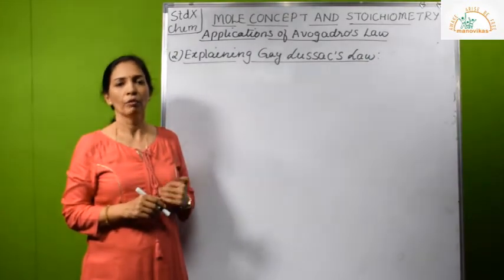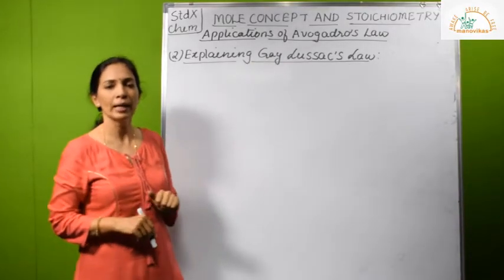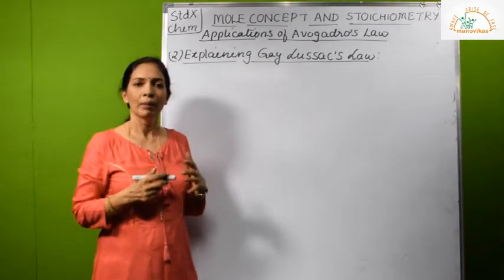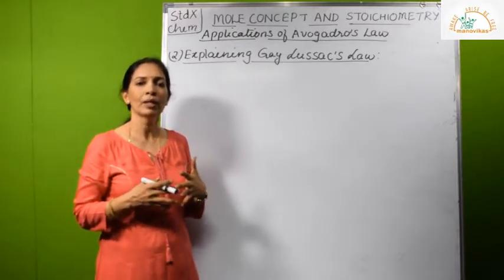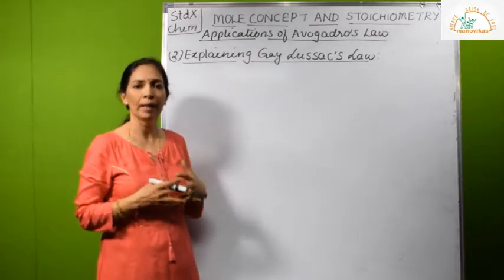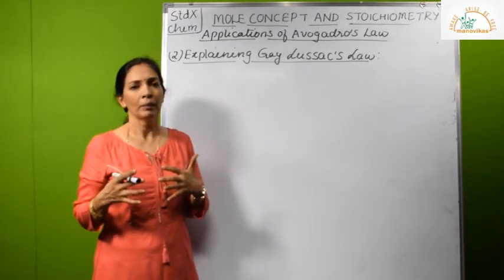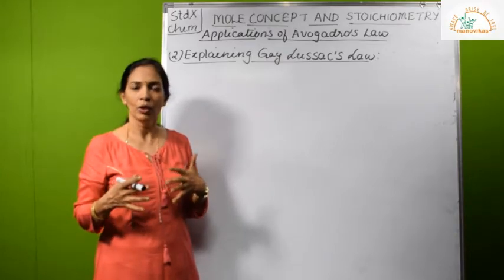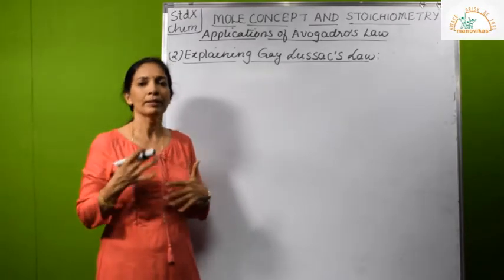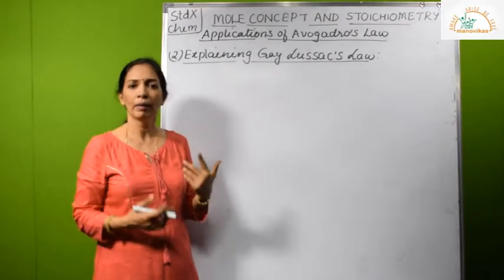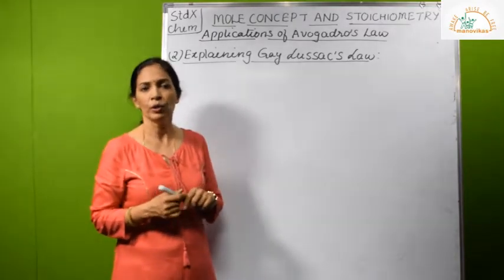Second application of Avogadro's law is explaining Gay-Lussac's law. Now what is Gay-Lussac's law? Gases, when combined, they do so in volumes, and there exists a simple ratio between volumes of the combining gases to their gaseous product, provided temperature and pressure conditions are kept constant or same. Okay, so let us see, by taking same example, one volume of hydrogen combines with one volume of chlorine and gives 2 volumes of hydrogen chloride gas.